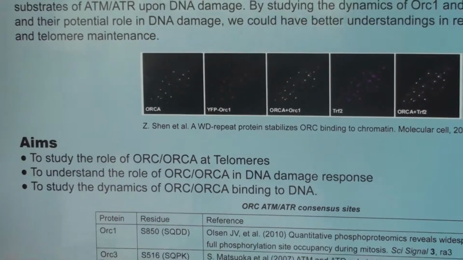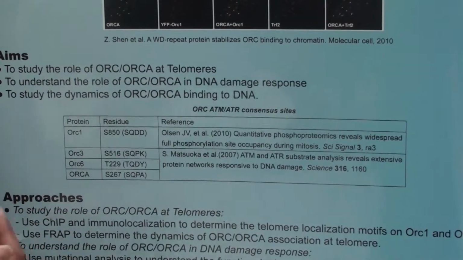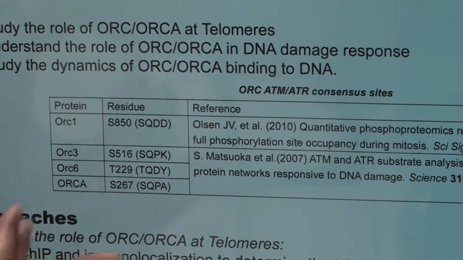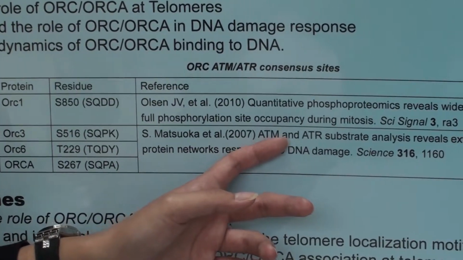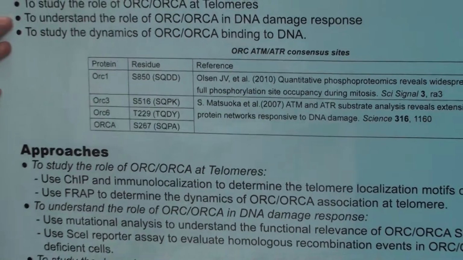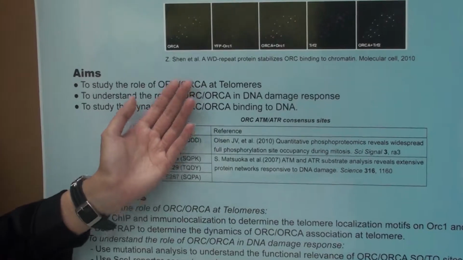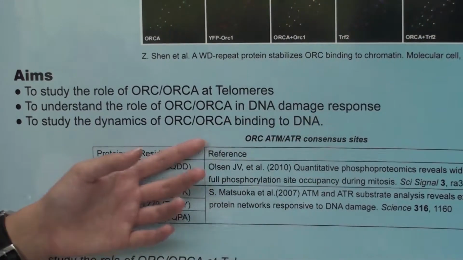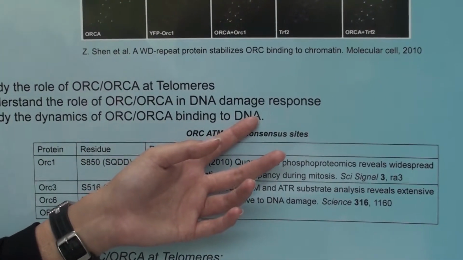Besides this evidence, there are other references which indicate that both ORC1 and ORCA have a consensus phosphorylation site, which suggests that they might participate in the DNA damage response mediated by ATM and ATR kinases. Based on this evidence, the aim of this study is to study the role of ORC1 and ORCA at telomeres, whether they have a role in DNA damage response, and how they interact with DNA, more specifically with telomeres.